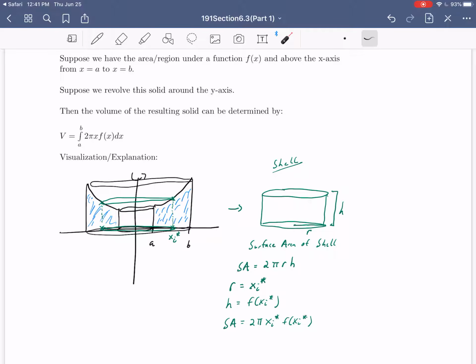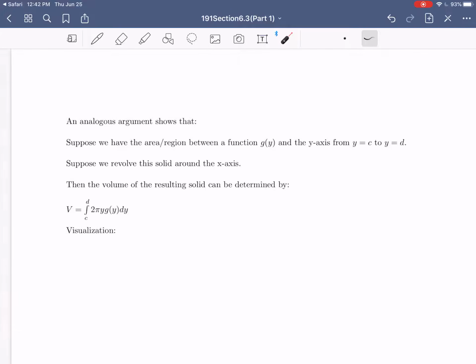Okay, so this was just a quick visualization and explanation of where this formula comes from. Again, we can do this also if we have a function of y and we're going around a horizontal axis. So let's talk about that real quick.